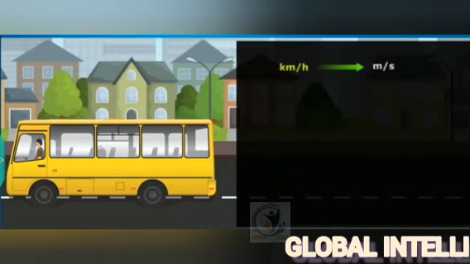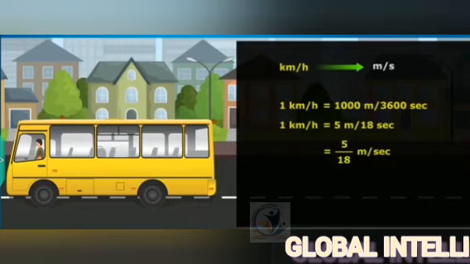We can convert kilometers per hour to meters per second. As shown on the screen, 1 kilometer per hour is equal to 1000 meters per 3600 seconds. So by cancelling, we get 5 meters per 18 seconds, that is 5 by 18 meter per second. Now coming to the distance time graph.